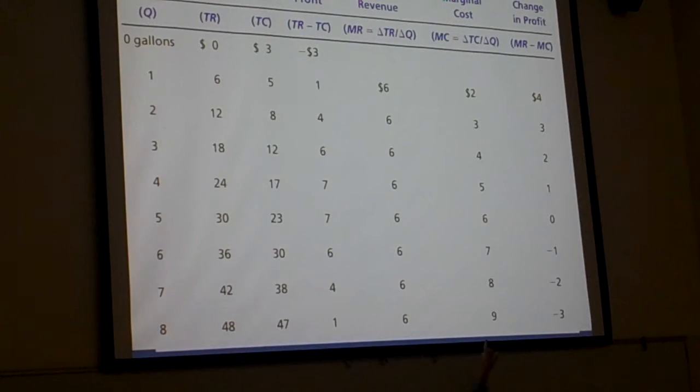If I was to produce one more unit, if I was to produce a sixth, how much does it cost me? $7. How much am I getting? $1 less. It costs me 7 to make it, but I only get 6 to sell it, right? And so do I want to sell a sixth unit? No, because it's starting to eat away at my total profit, right?